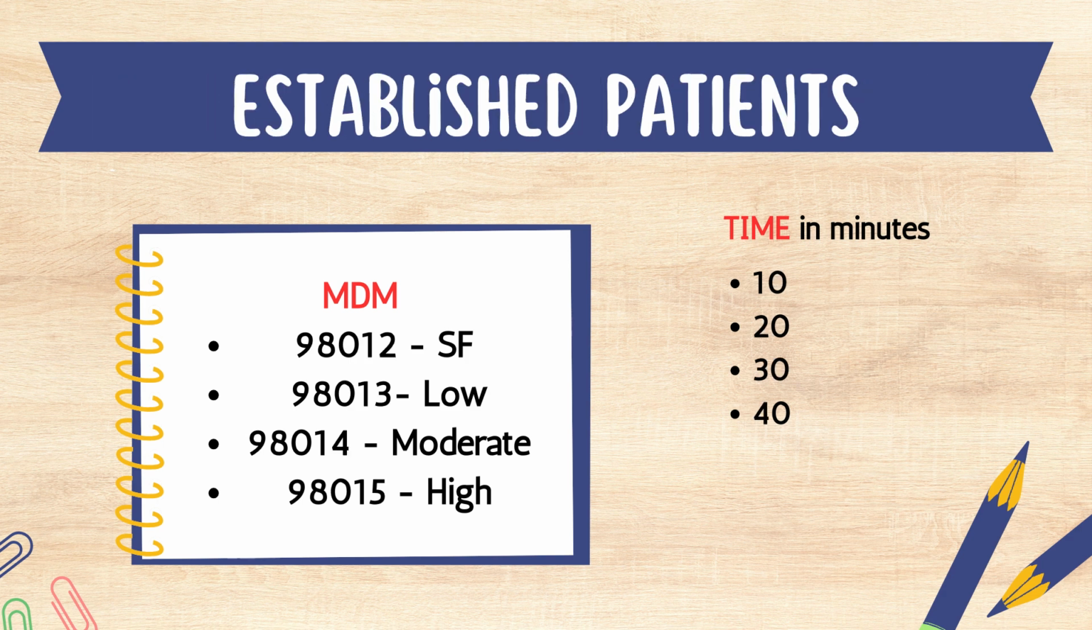If the patient is an established patient, then we can report 98012 with a medical decision making of straightforward complexity and the time is 10 minutes. Code 98013, which is of a low level of medical decision making, has 20 minutes. Code 98014 with a moderate level of medical decision making has 30 minutes. And code 98015 with a high complexity MDM has 40 minutes.